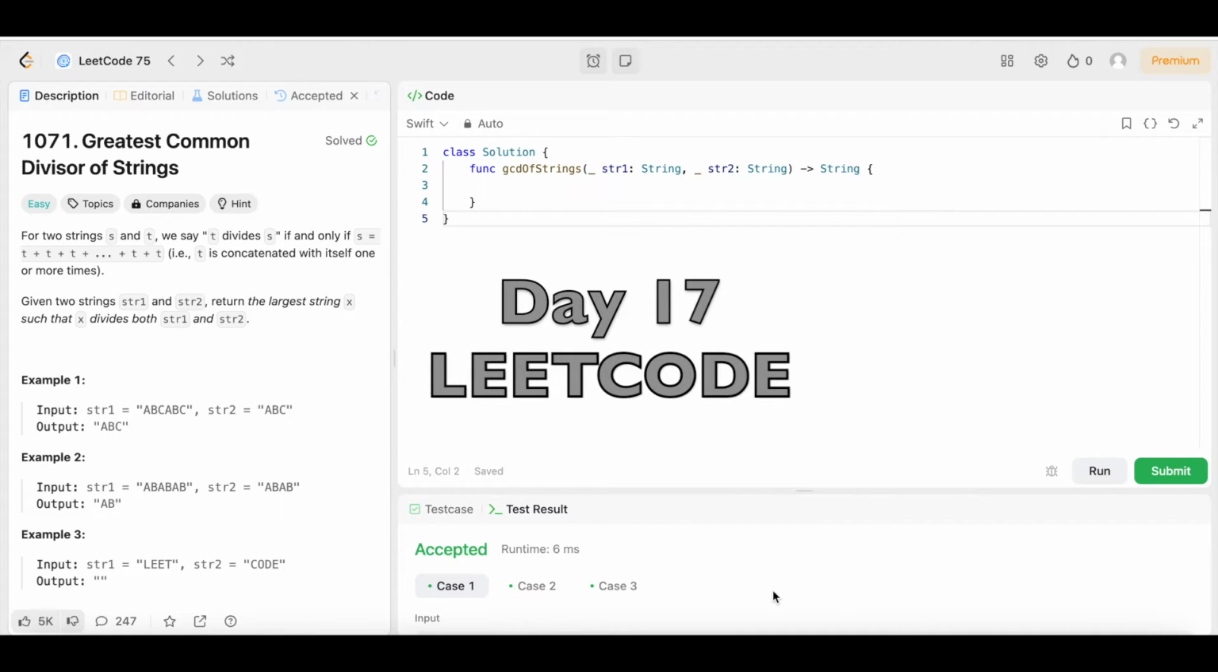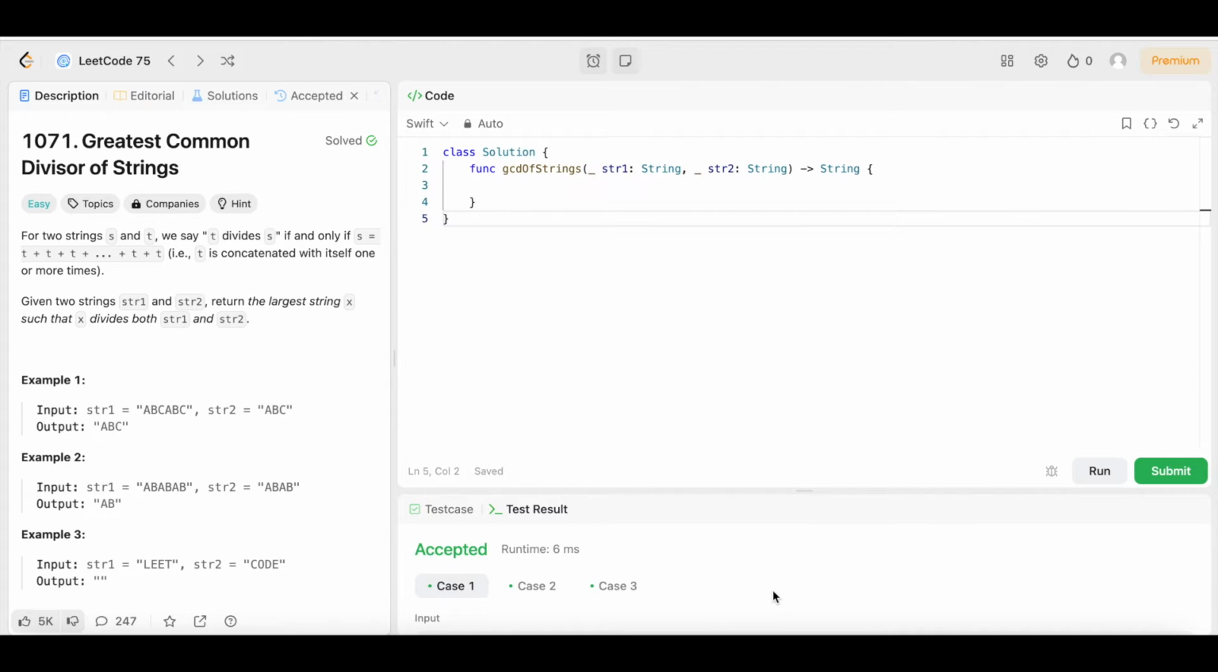Day 17 of doing a LeetCode problem every day until I get a job. All right, guys, we back again. Another day, another dollar. Another day, another LeetCode problem.